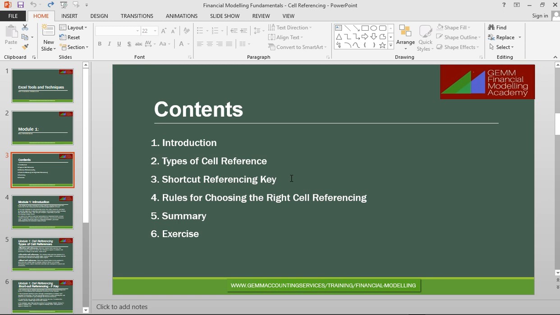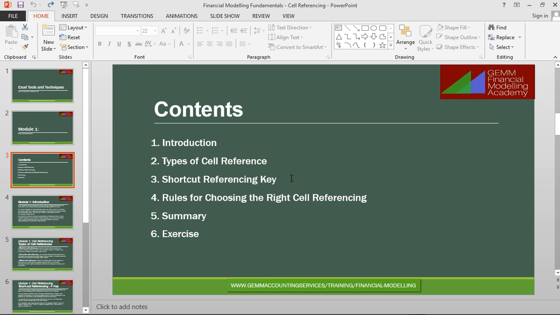So let's look at the mixed cell reference. Either the column letter or the row number is preceded by a dollar sign to indicate which of these is to remain unchanged when copied. So you could have $B2 and B$2. These are examples of mixed cell references. So you could have the column or the row being anchored.